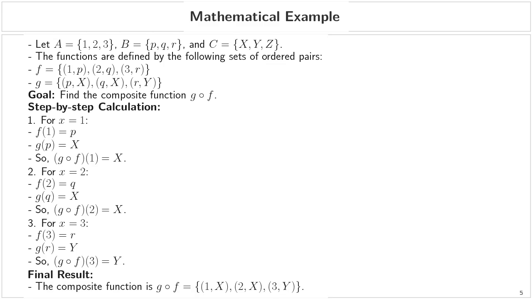To conclude, we can now express the final composite function as a set of ordered pairs. The mapping is 1 maps to X, 2 maps to X, and 3 maps to Y. Pay close attention to the order of operations we used here, as the next slide will cover some common mistakes students make, such as reversing the order of the functions.